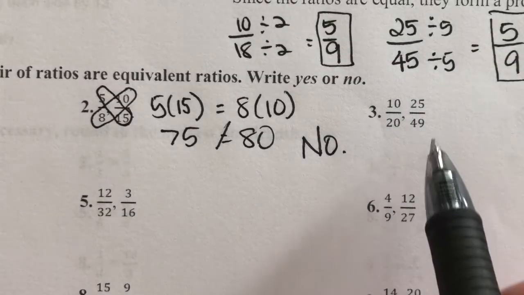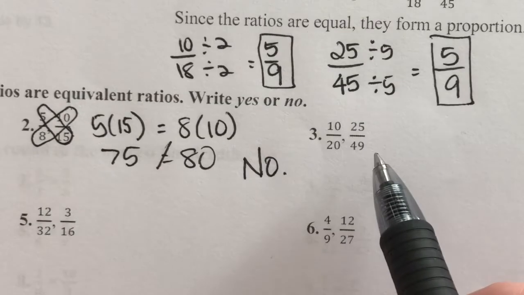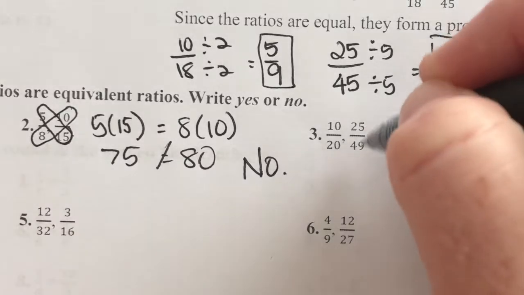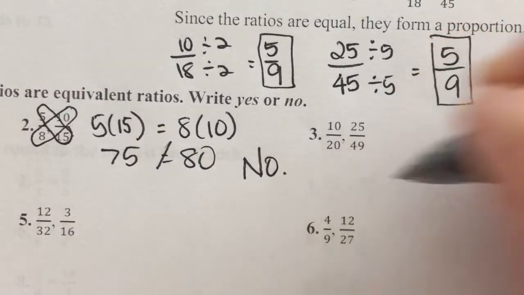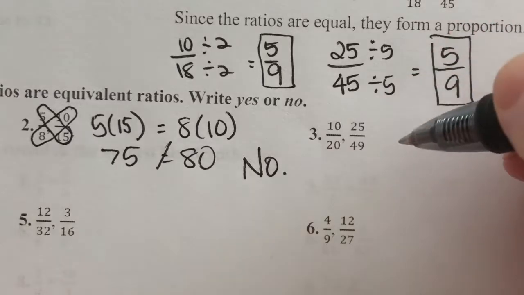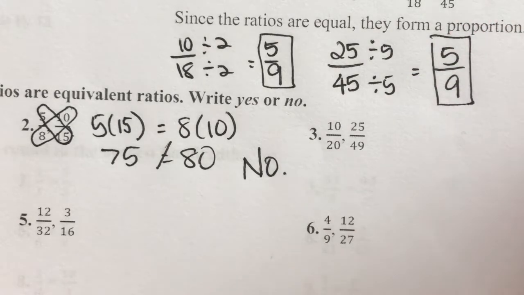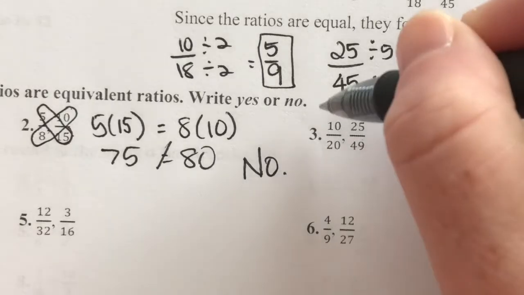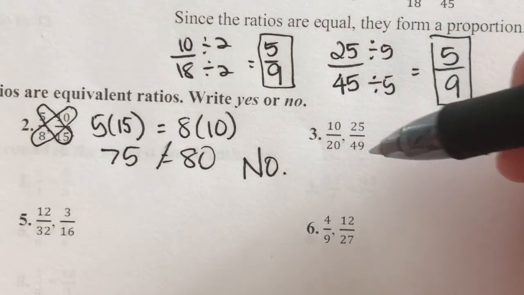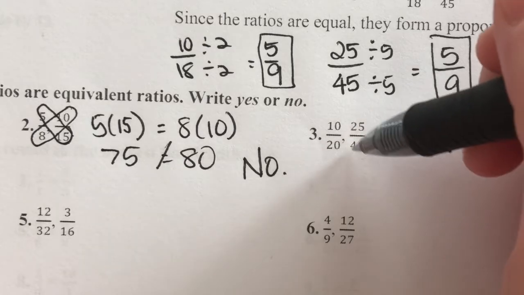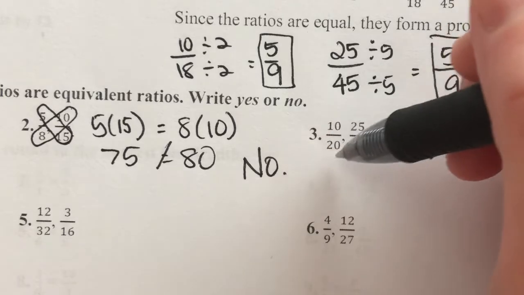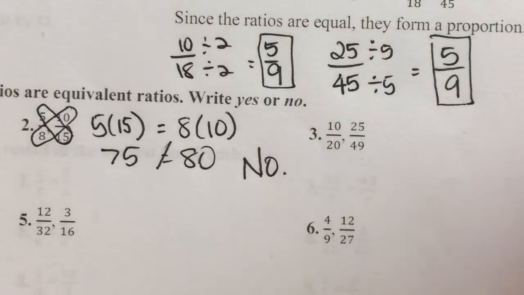Okay? Then we've got 10 over 20 and 25 over 49. So we can simplify. It doesn't look like I can simplify 25 over 49, but I can simplify 10 over 20, which is 1/2. Well, we know 25 is half of 50. So if this number down here was 50, then 1/2 would equal 1/2, right? But since I can't even reduce this fraction, it's in simplest form, but this fraction can reduce down to 1/2, we already know these aren't going to be equal fractions, equal ratios.